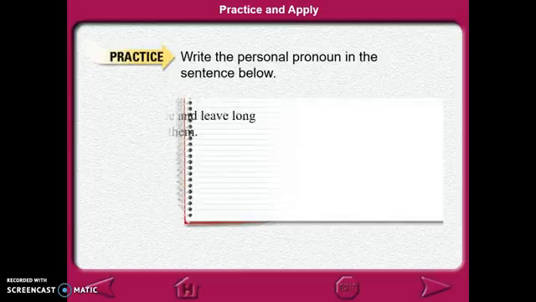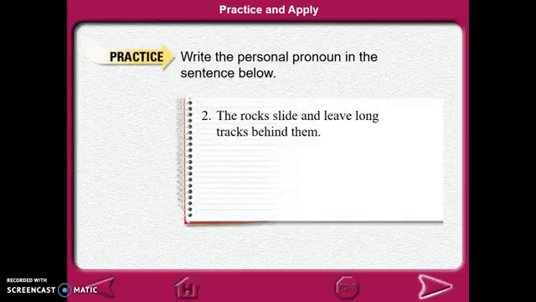Okay, the next one. I want you to write the personal pronoun again in the sentence. The rocks slide and leave long tracks behind them. Okay, write that in and circle the personal pronoun. In this case, the personal pronoun is them.